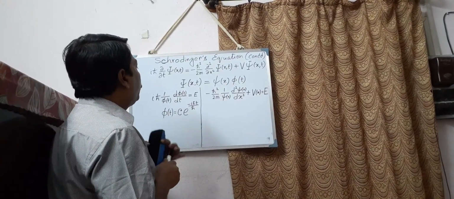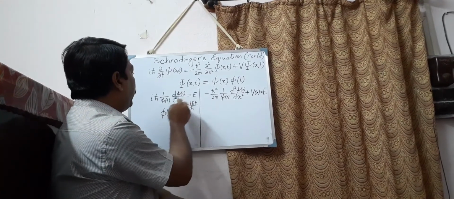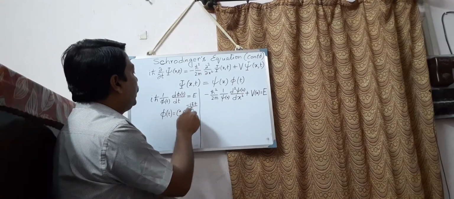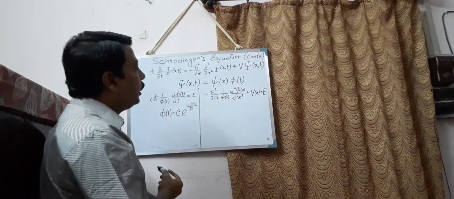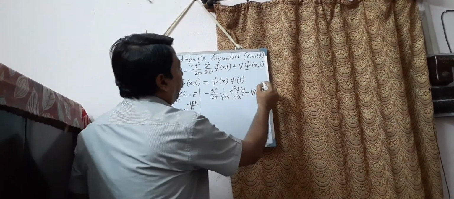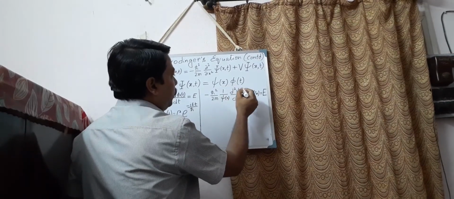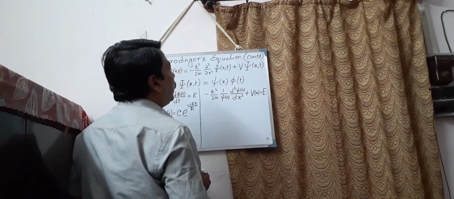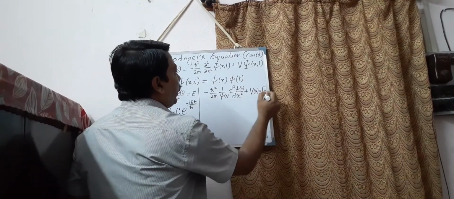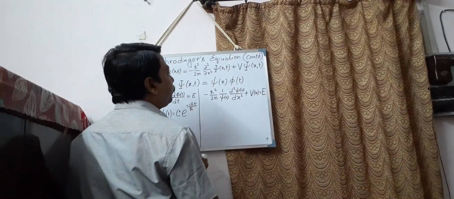So the solution for this phi t part was very simple, which we just integrated this equation to get phi t as some constant c e to the power minus i E t by h cut. So in this lecture we will focus on the other part of the equation, that is on psi x, which is the function dependent only on x.